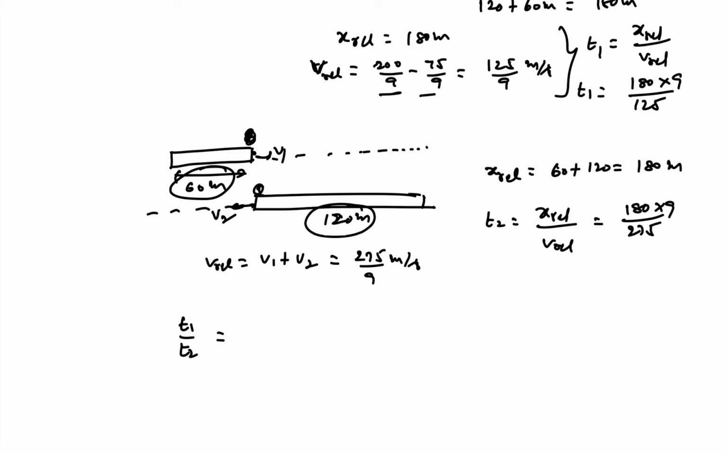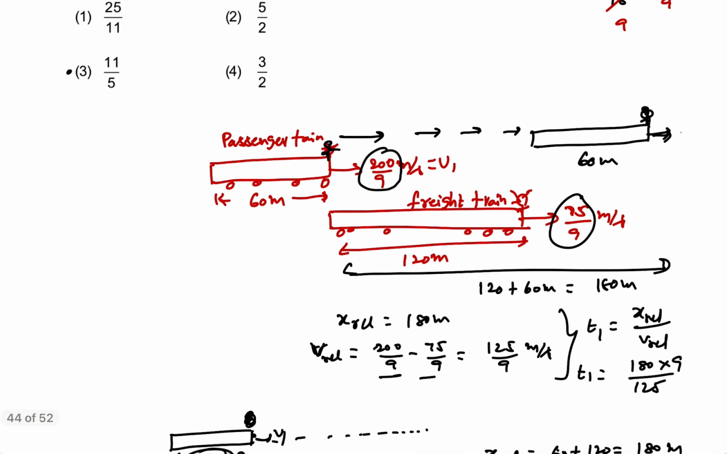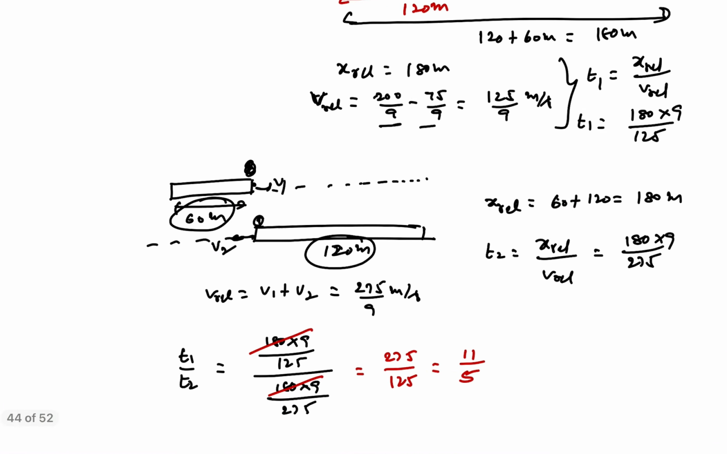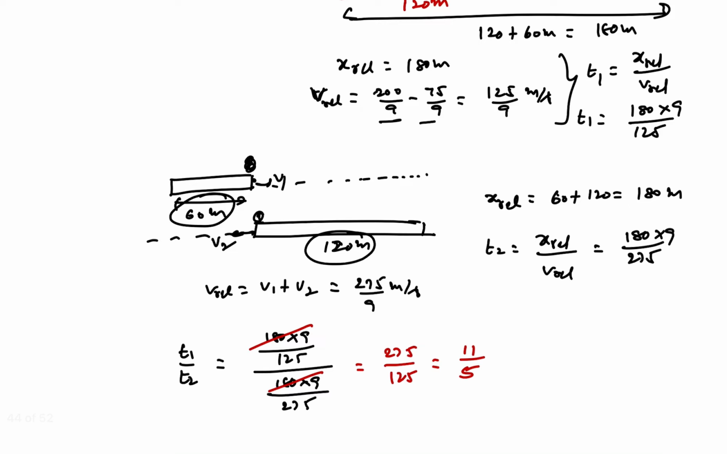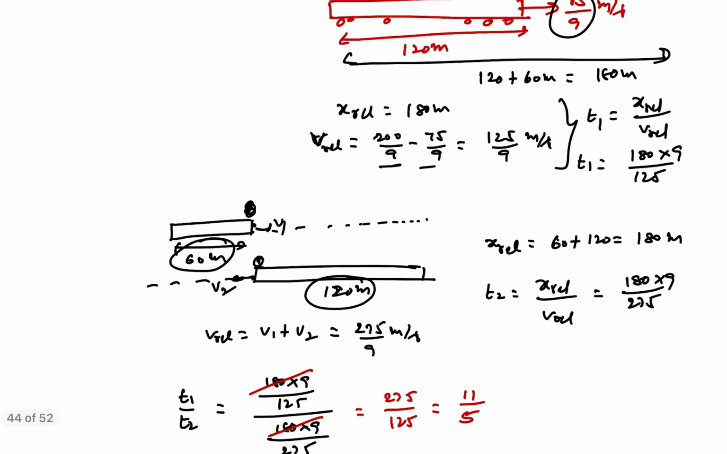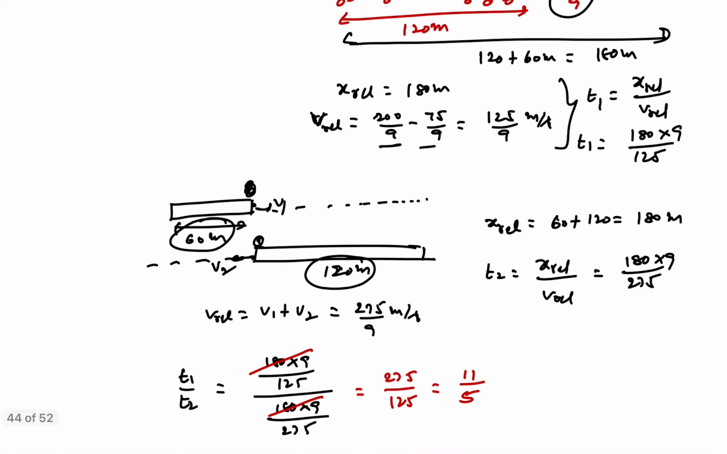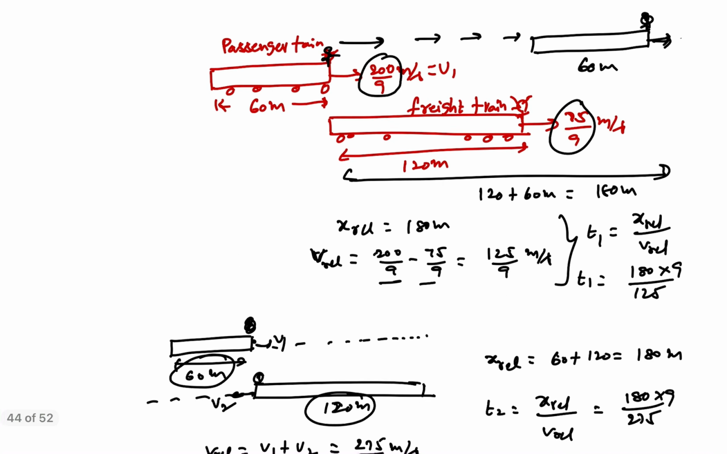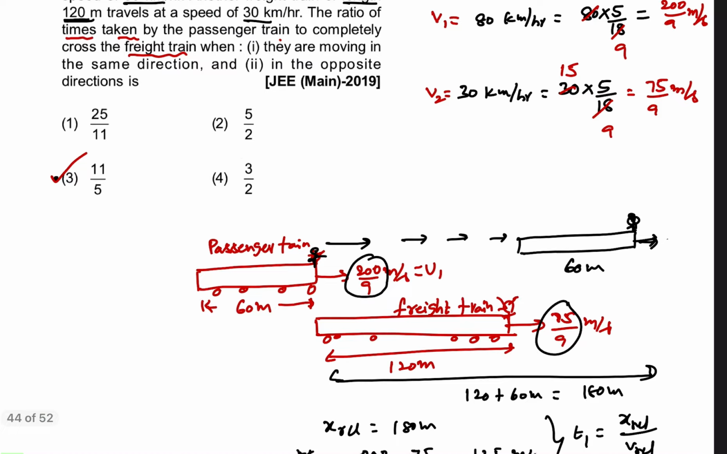Now they are asking for the ratio T1 by T2. T1 by T2 can be written as 180 into 9 divided by 125, whole divided by 180 into 9 divided by 275. So 180 by 9 and 180 by 9 get cancelled, and we have 275 divided by 125. That is 11 by 5. Observe this carefully: when they are moving in the same direction and when they are moving in opposite directions, I have written it here. In opposite directions velocities are added; in the same direction velocity is subtracted.